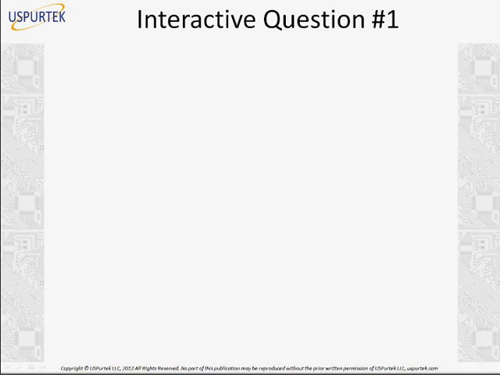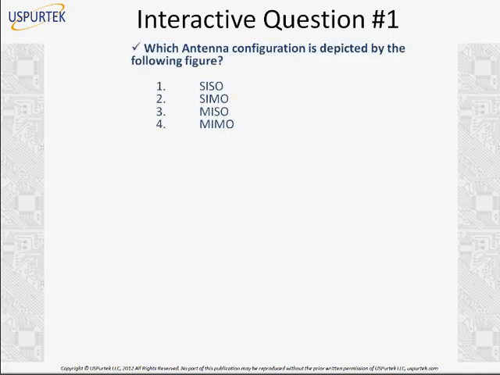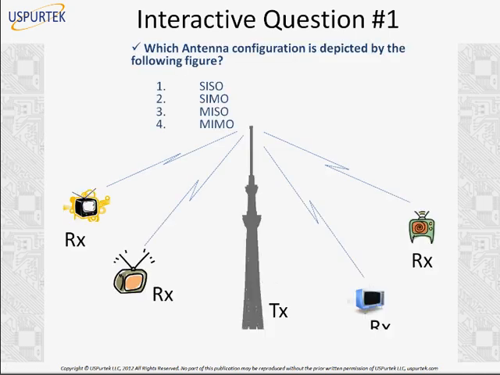Now, before we continue, let's pause for a while and recall what we learned so far. Which antenna configuration is depicted by the following figure? Is it a SISO, a SIMO, or MISO, or MIMO? You can type your answer number in your chat box. Okay, some people are answering. It's number 1. Very good. So this is a SISO system.